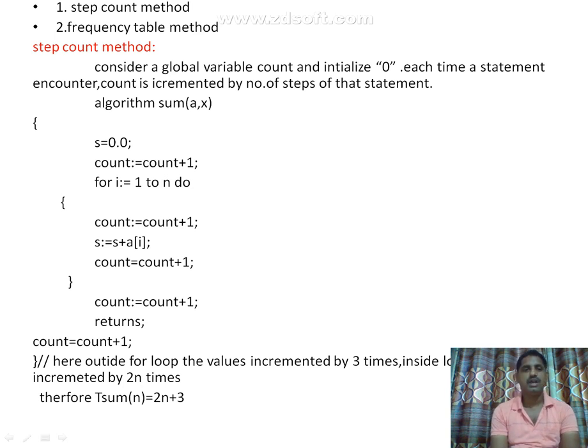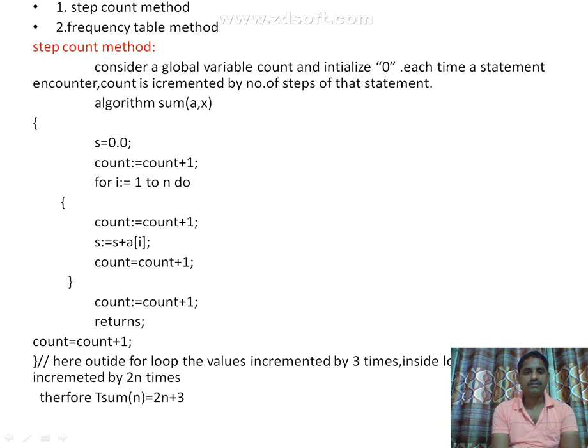For example, algorithm Sum(a, n): s = 0 and count = count + 1; for i = 1 to n, count = count + 1, s = s + a[i], and count = count + 1. Here count = count + 1, then s = s + a[i] is inside the loop for i = 1 to n. The a[i] depends upon the variable n, so here that will take 2n times.